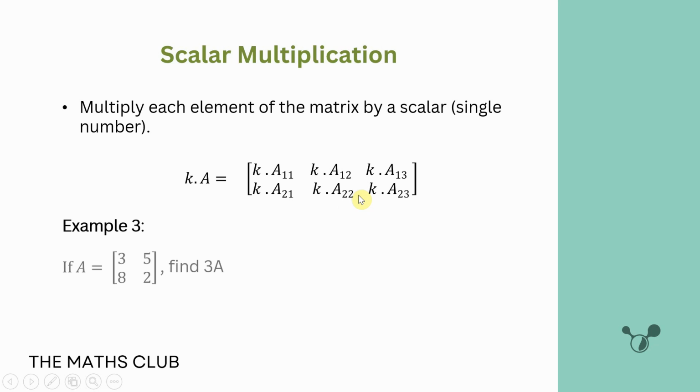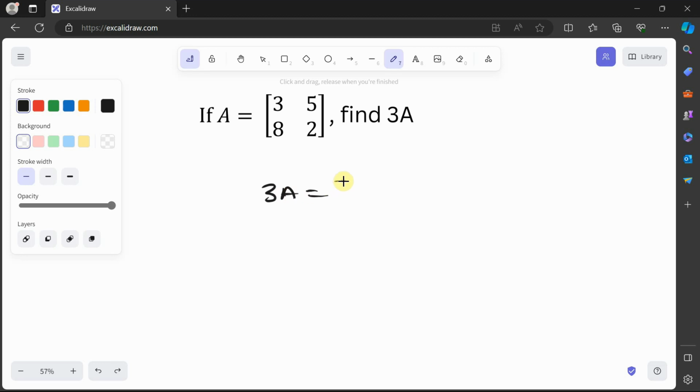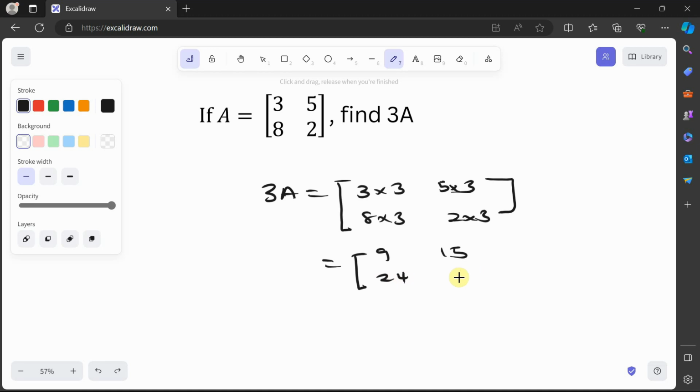Let's look at an example. We have a matrix A: 3, 5, 8, 2. We want to find 3A. If I relate it to that camera example, we want to zoom into it times 3. What are we going to do? 3A would be equal to multiplying each of the elements inside there by 3. That will be 3 times 3, 5 times 3, 8 times 3, 2 times 3. This gives me 3 times 3 is 9, 5 times 3 is 15, 8 times 3 is 24, 2 times 3 is 6. So this is a simple solution to scalar multiplication.